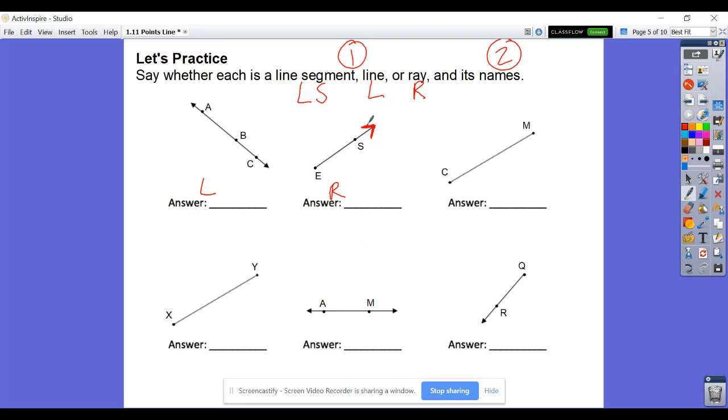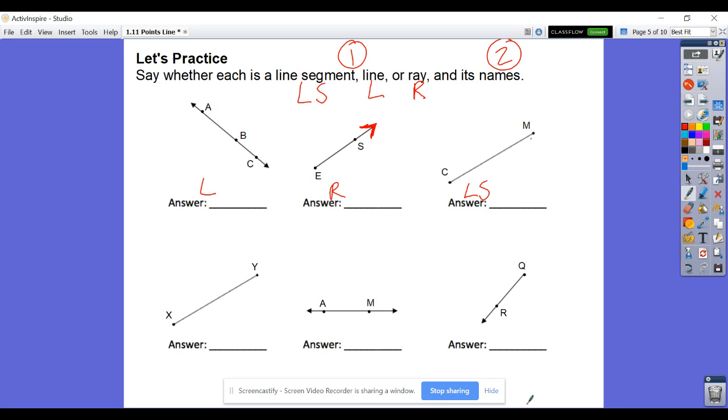It's still straight, but it only goes on forever in one direction, right? So that's why we know it's a ray. Okay, let's look at this next one. Regan, what's this showing? It's not a line because it doesn't have the arrows. It's not going on forever. You got it. That's just a line segment. Go ahead and write LS for that one.